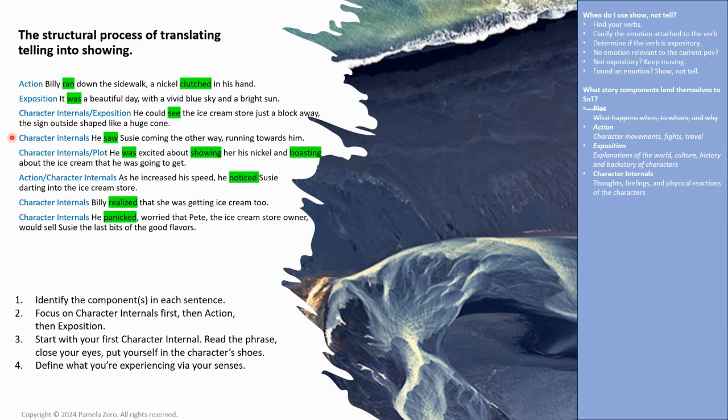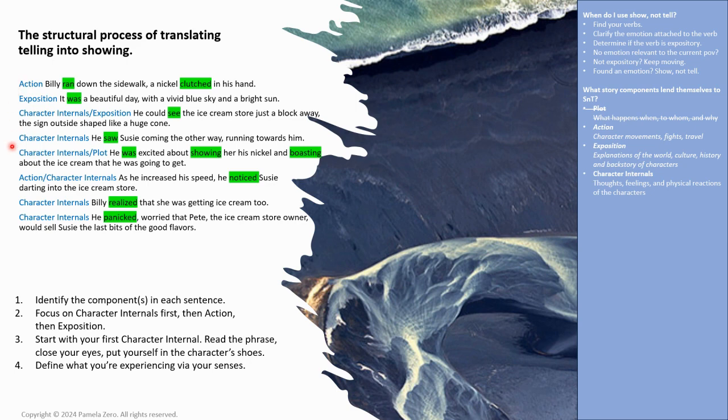Then we've got character internals, and plot about the ice cream he was going to get. We're telling the reader what's going to happen next. It's larger than the character internals, the exposition, and the action.